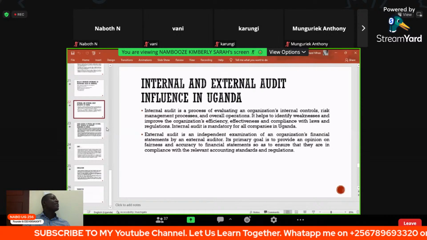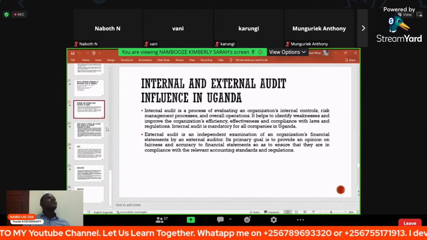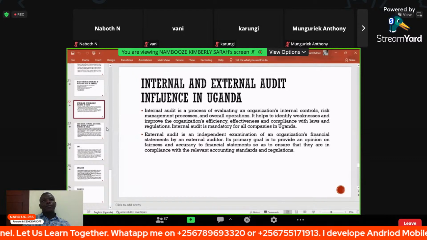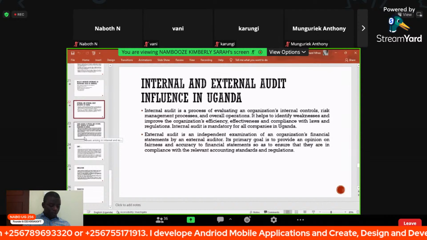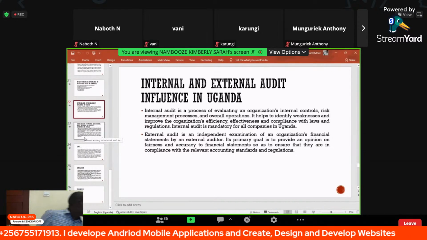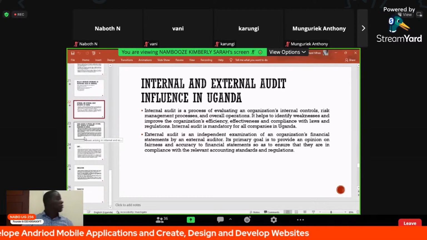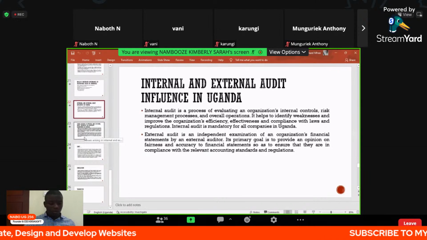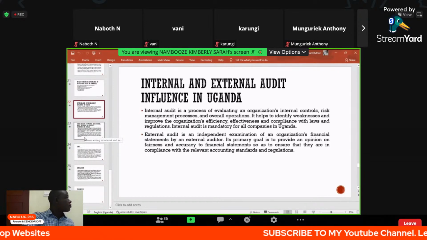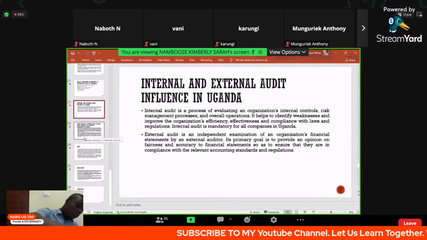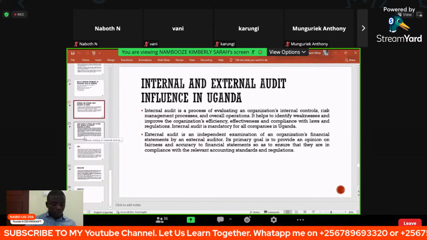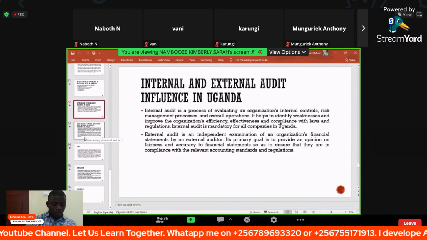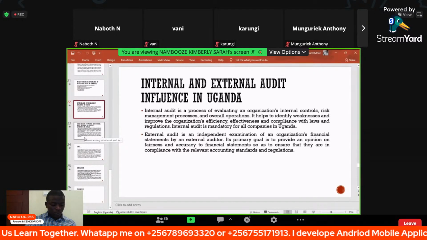Then to the external part of it. External audit is an independent examination of an organization's financial statements by an external auditor. Its primary goal is to provide an opinion on the fairness and accuracy of the company's financial statements.